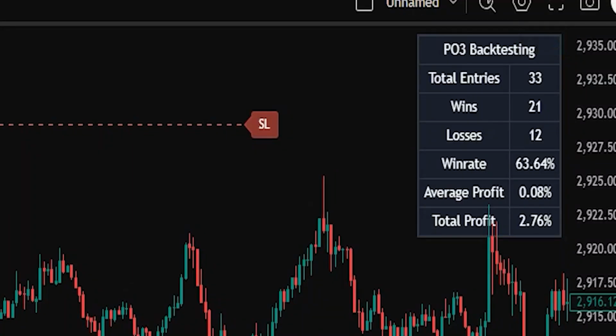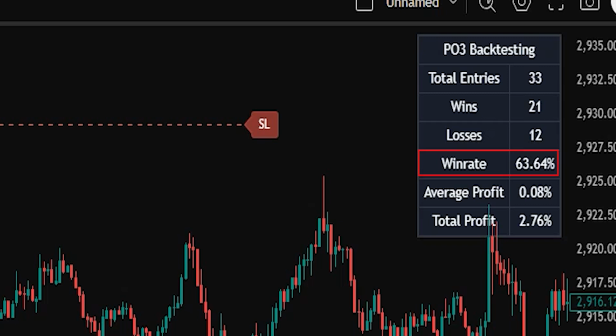This box shows us some really cool data. In the first section, there's total entries, which tells us that on the symbol and time frame, 33 positions have been taken by this indicator so far. Next up is wins, showing how many positions hit their take profit. Then we've got the section showing how many positions hit their stop loss.